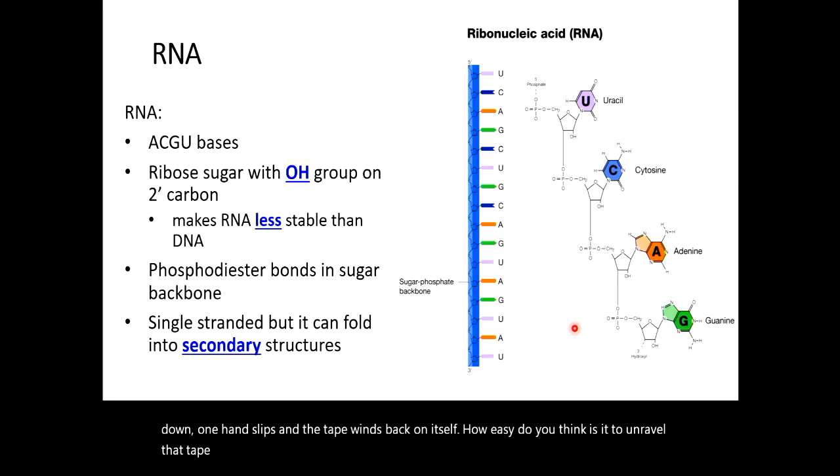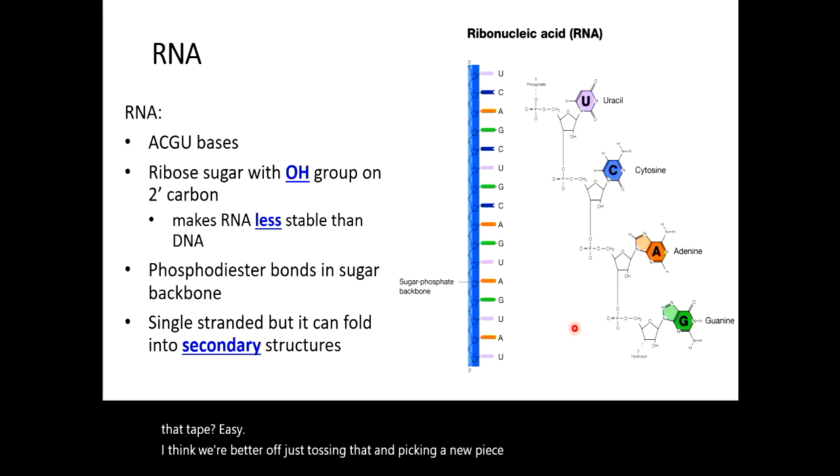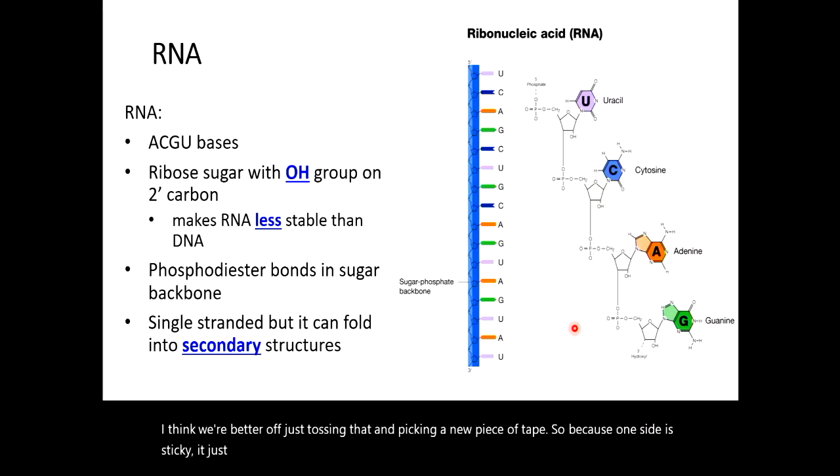Easy? I think we're better off just tossing that and picking a new piece of tape. Because one side is sticky, it just forms this complex shape, and that's the same reason why the RNA can also form secondary complex structures. But more on this in a minute.